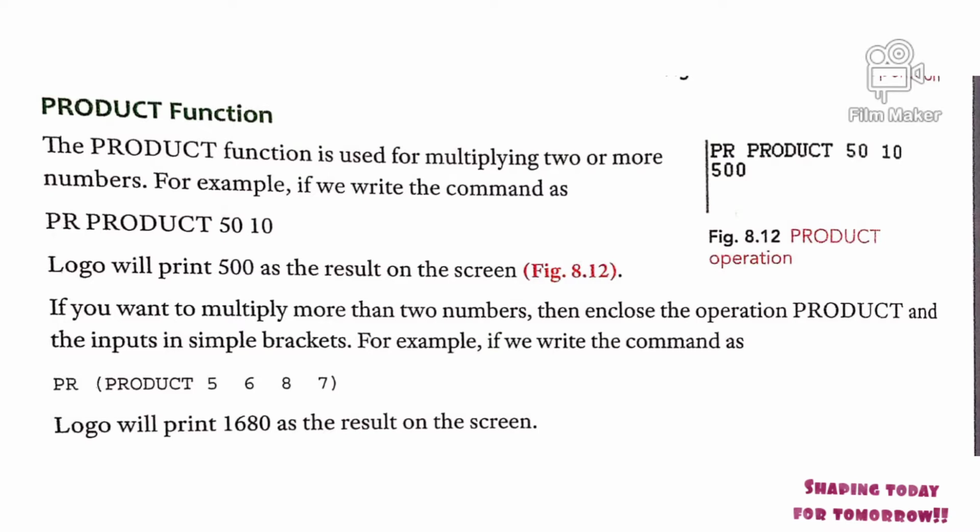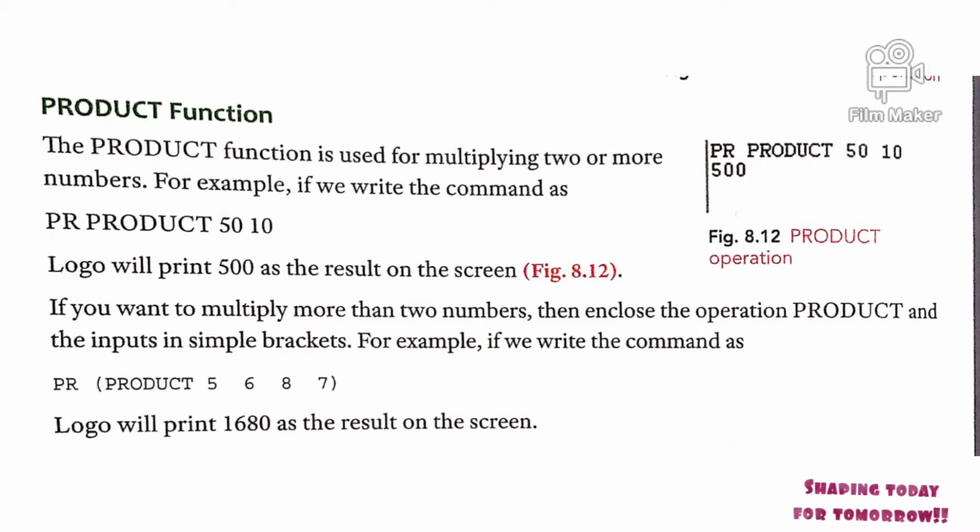So students, as you can see in this figure, it is written PR, then a space, then product. Product means multiplying here. Okay, we have to multiply, so that's why we have written product here. Okay, and then there is a space, then 50, then a space, and then 10. So if you multiply 50 with 10, what will you get? You will get the result, that is 500, on the screen.